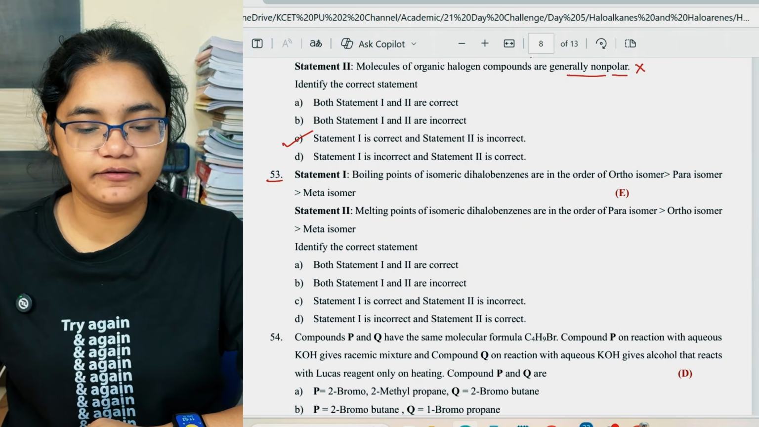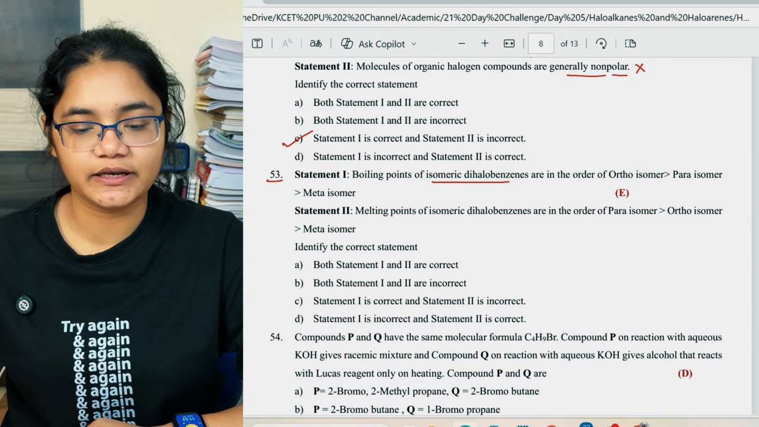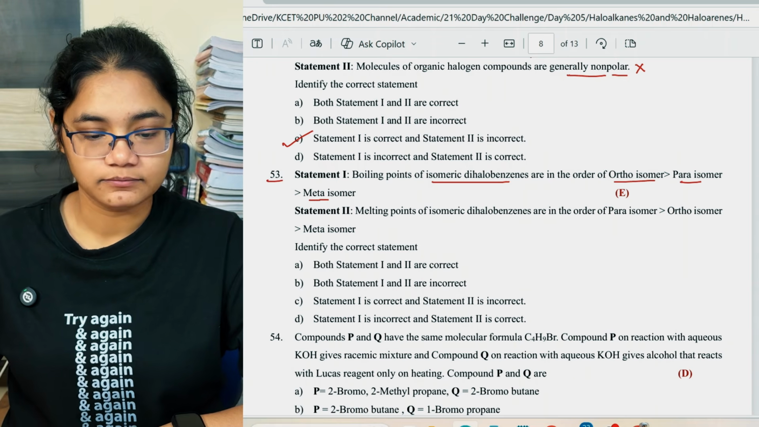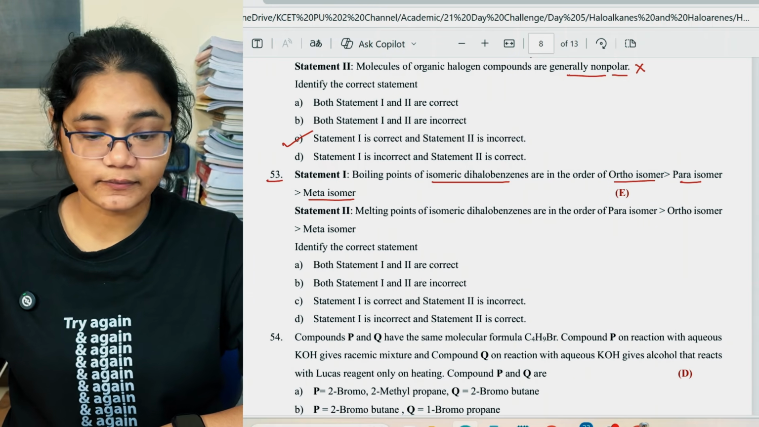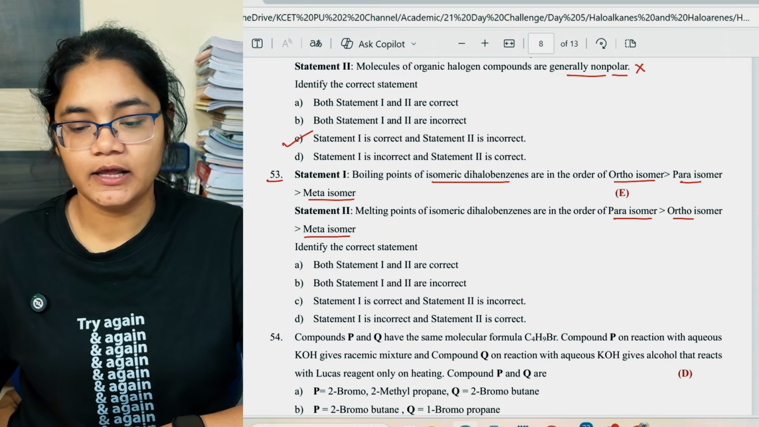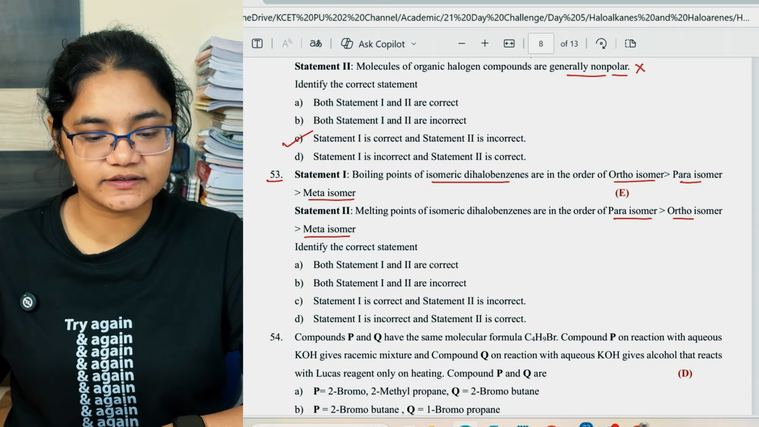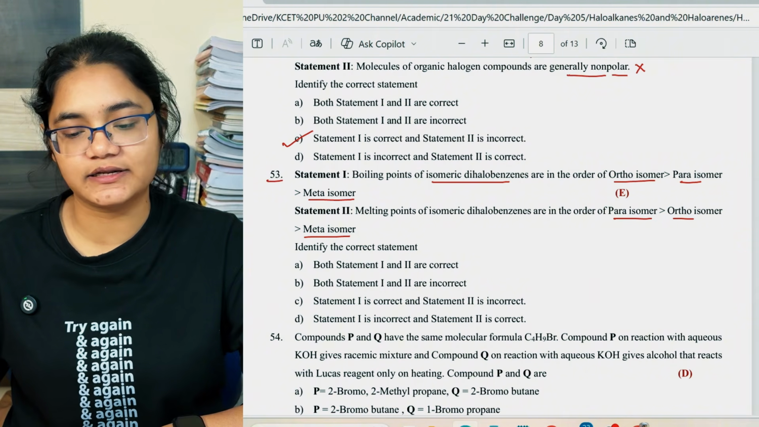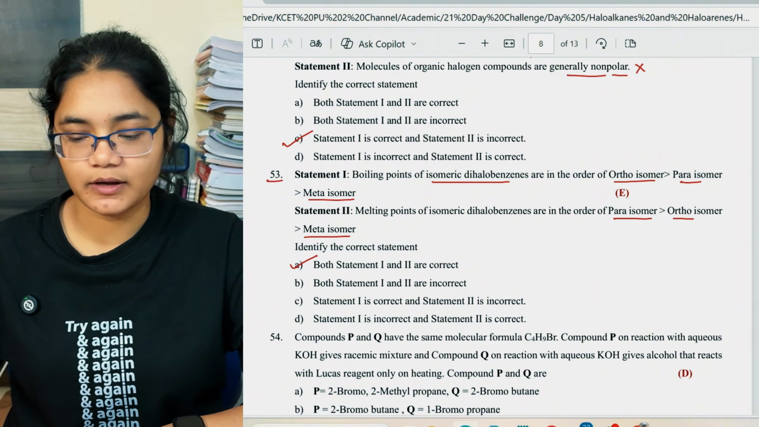Next, question number 53. Statement 1: Boiling points of isomeric dihalogens are in the order of ortho, para and meta, and melting points are in the order of para, ortho and meta. Both the statements are correct here, right? Boiling point is ortho, para and meta, and melting point is para, ortho and meta. So option number A here.